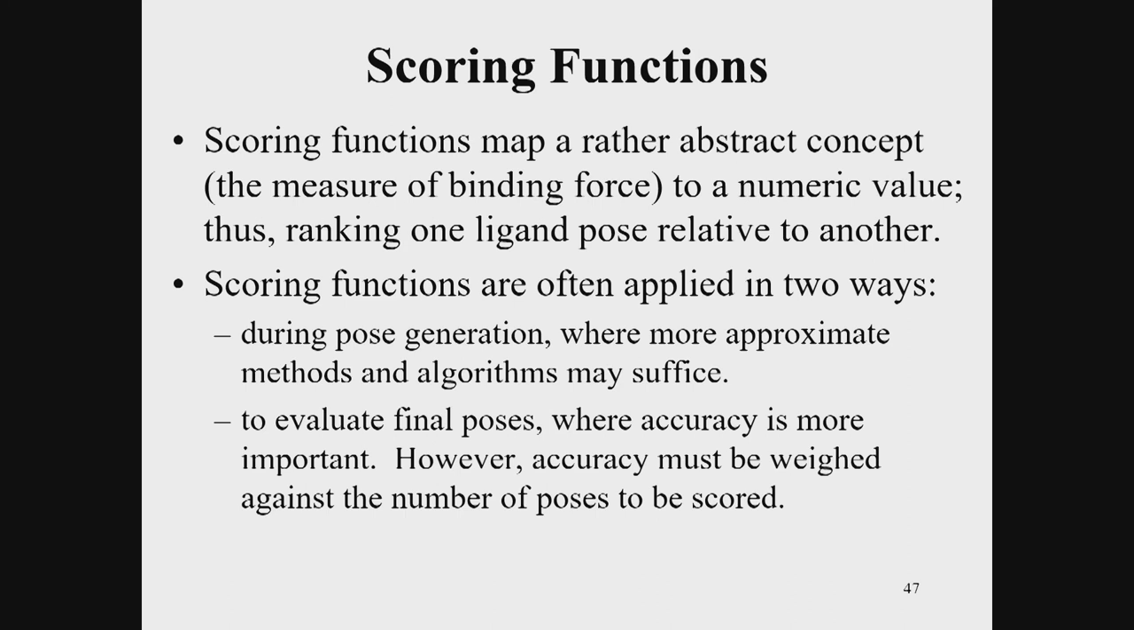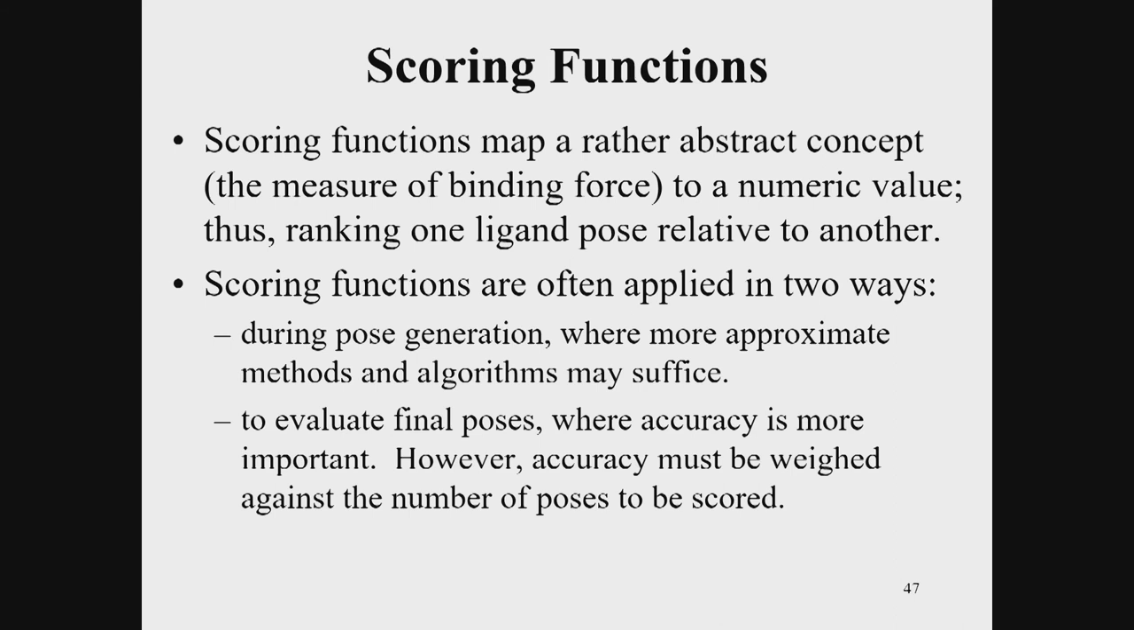So in scoring functions, we map a rather abstract concept, which is the measure of a binding force, to a numeric value. And the whole point of this is to rank one ligand's pose to another. We can apply scoring functions in multiple ways, but the two ways that are most important are during pose generation, where the more approximate methods and algorithms may be good enough. We don't need to determine to the fifth decimal place something that isn't going to work. We just want to determine, does it have a chance? If it doesn't, let's throw it away.